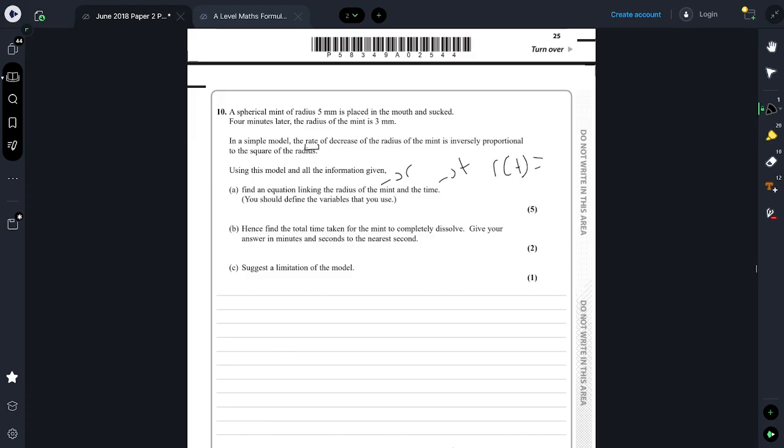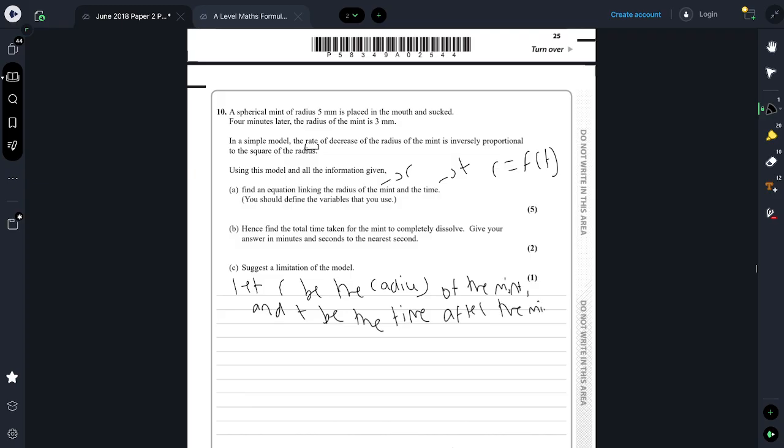So r has to be a function of t, in terms of t. And you should define the variables that you use. So let r be the radius of the mint and t be the time after the mint is placed in the mouth. Okay, that's defining the variables. It's quite interesting they ask you to define it here. But yeah, that's what we're working with. You've got to interpret what's going on here. Hopefully that should make sense.